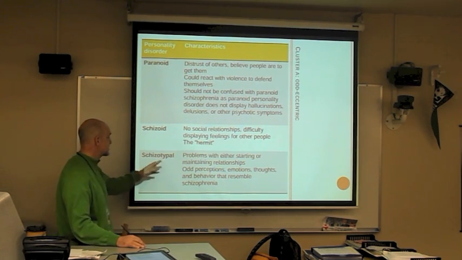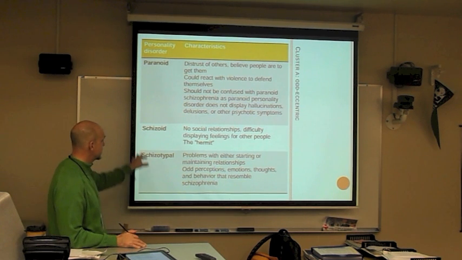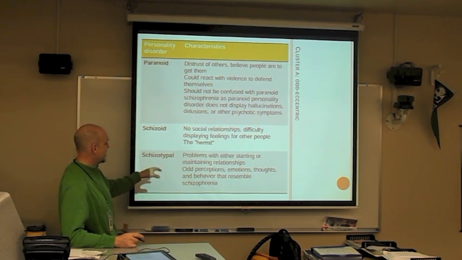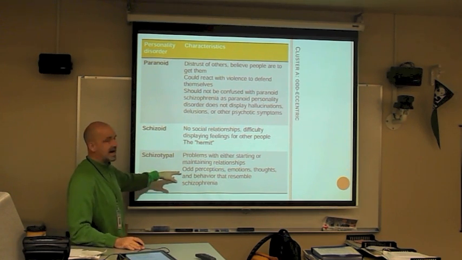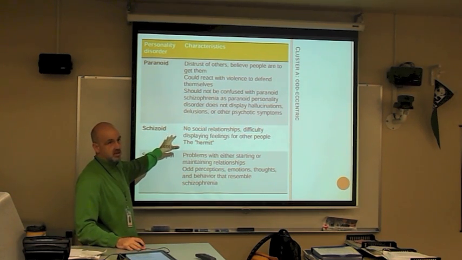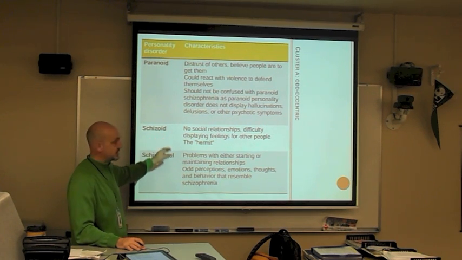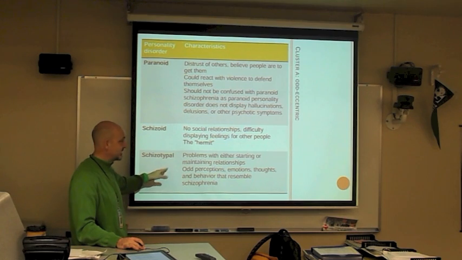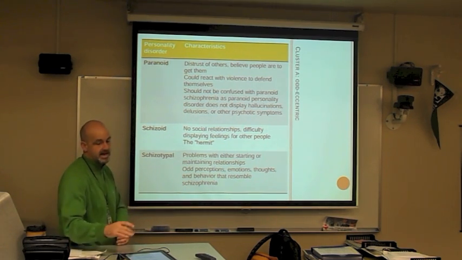Okay? Now, schizotypal is a little bit different than schizoid. They have problems either starting or maintaining relationships, but they're often a little bit different because they're odd. These people live alone. They stay by themselves. They're very isolated. Okay? They kind of run from people. Probably the better way to say it is people run from them, because they're very odd in the way that they act.